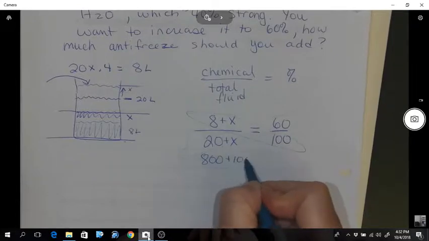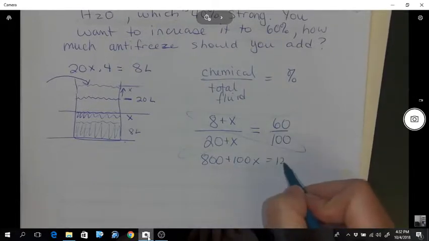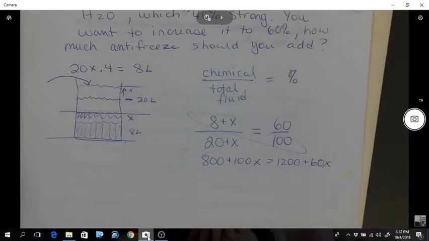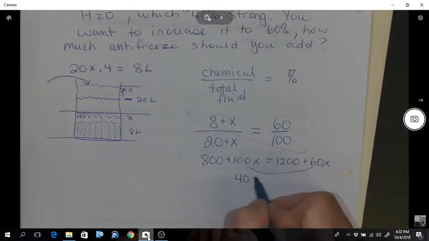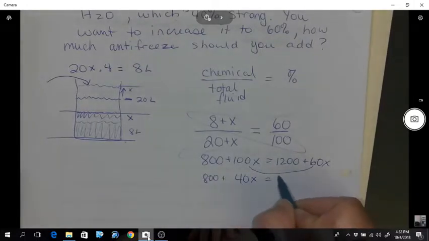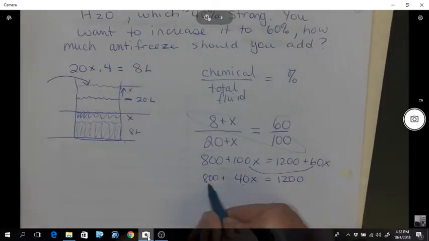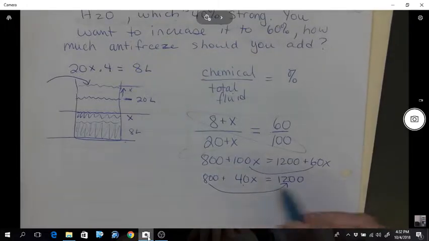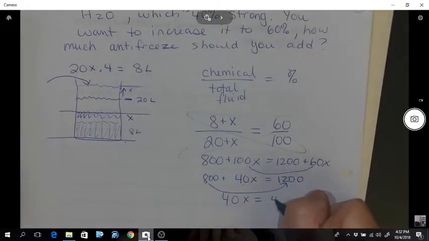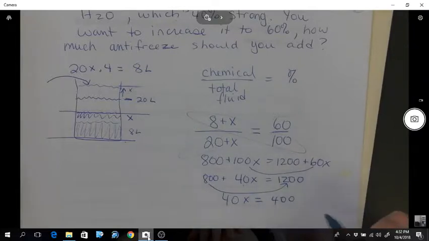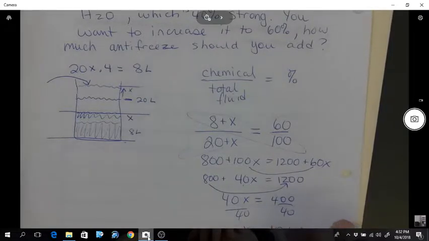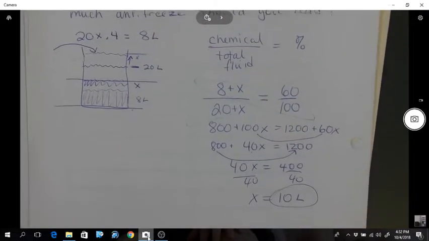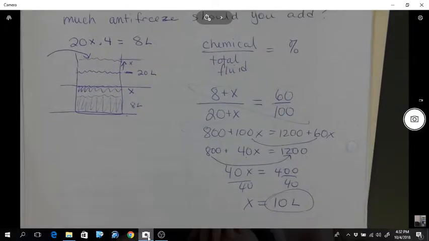Okay, so that looks like this. 800 plus 100x equals 1200 plus 60x. Okay, move your 60x over there. So that becomes 40x. Move your 800 over there. So that becomes 400. And now we divide by 40. So x is 10, which means I'm going to add 10 liters of antifreeze in there.